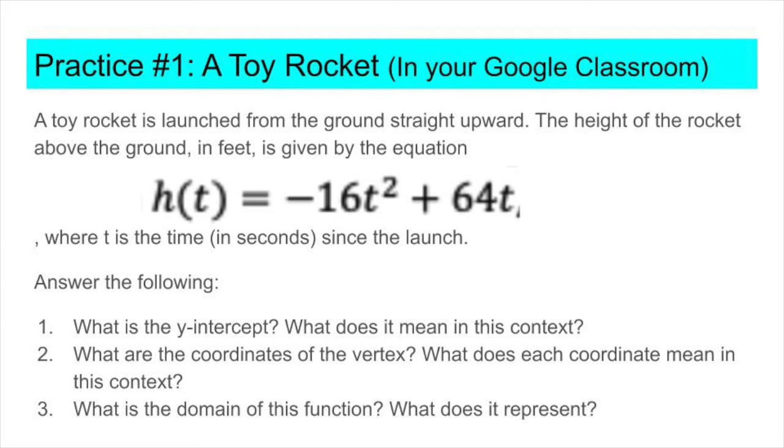Here you go. So we have a toy rocket. It's launched from the ground straight upward. The height of that rocket above the ground in feet is given by the equation h of t is equal to negative 16t squared plus 64t, where t is the time in seconds. Okay, take it away. You're going to do this in your classwork, and then we'll bring it back as soon as you're ready.